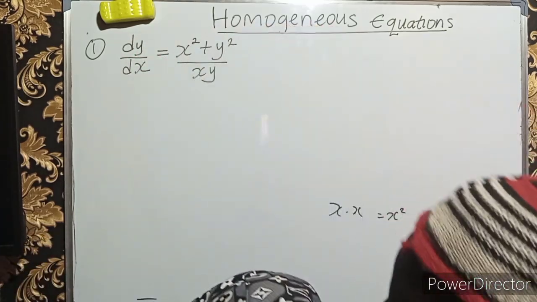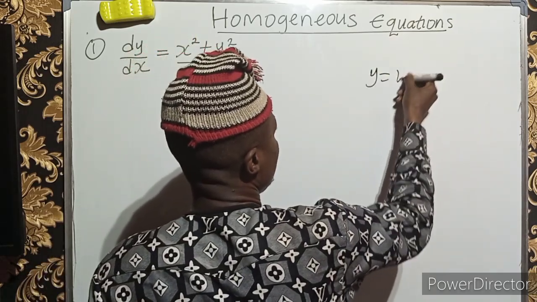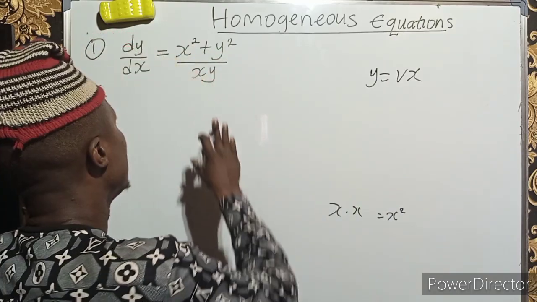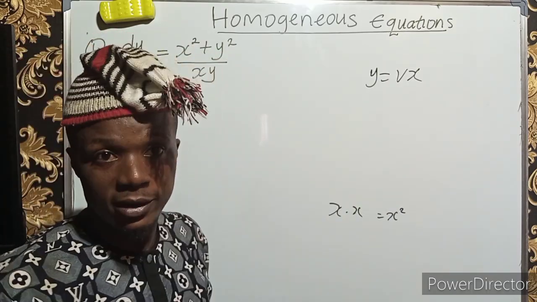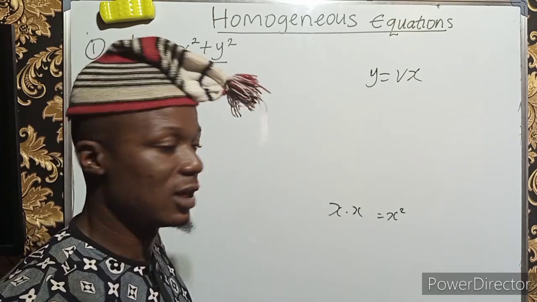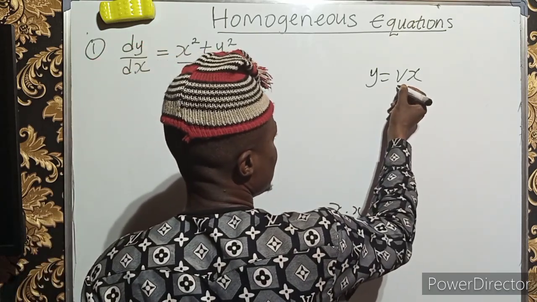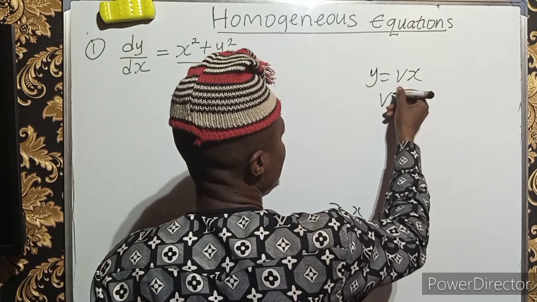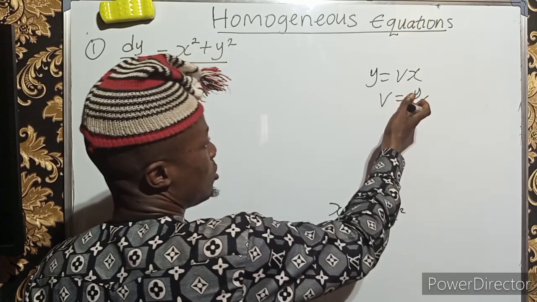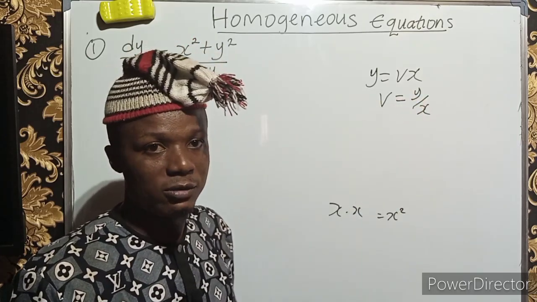In homogeneous differential equations, we normally make the substitution y equal to vx, because this is the only thing we can do to make sure that this particular differential equation becomes variable separable. That is to have x terms or x factors and y factors on different sides. Okay, so we normally say let y be equal to vx, which means v is equal to y all over x at the end of the day. So if y is equal to vx, then v is equal to y over x. That is making v the subject of the formula.